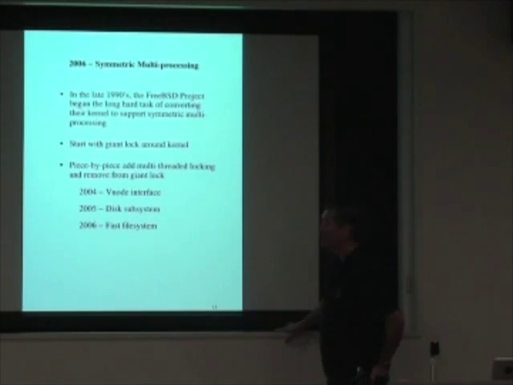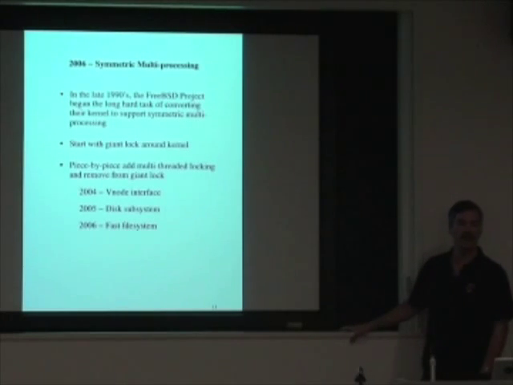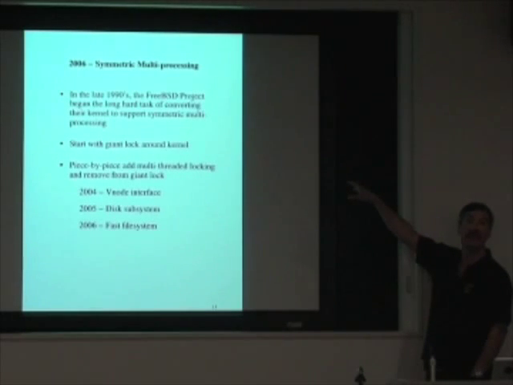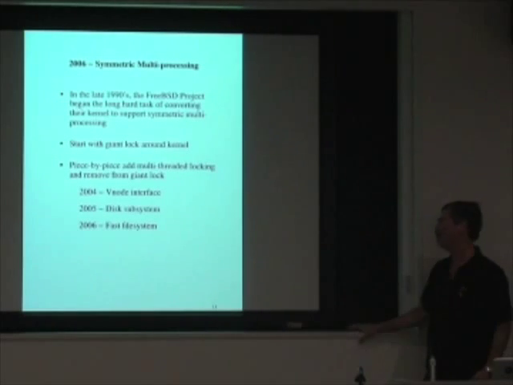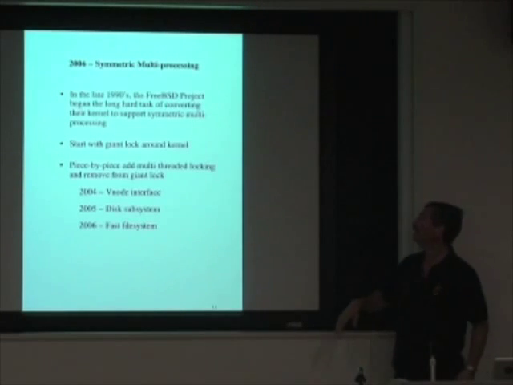So this is symmetric multiprocessing, of course, a process that the FreeBSD project struggled with for nearly 5 years. I think it was 5 years from when they first threw down the gauntlet and said, we're going to do this, until they said, it's done, which sort of meant, well, it's mostly done, and now we have to make it work faster than it is.